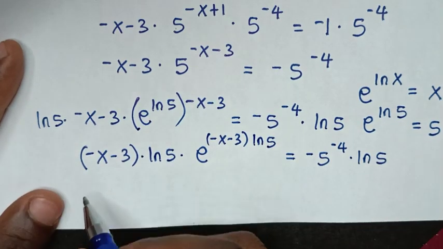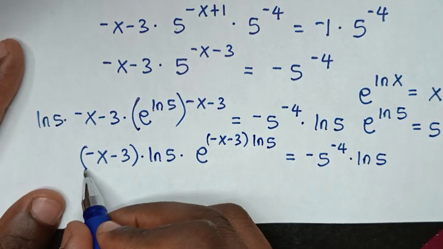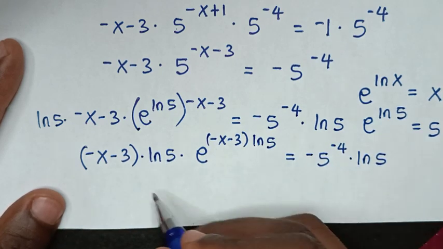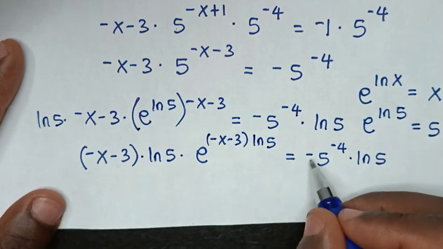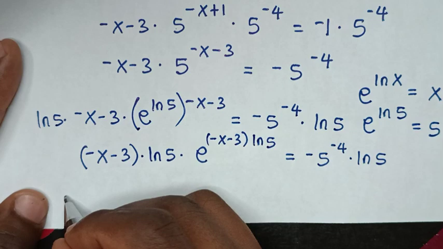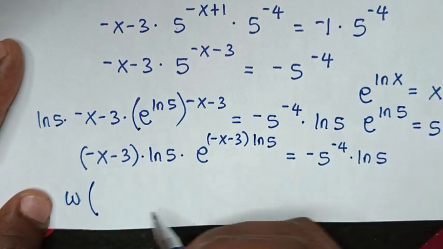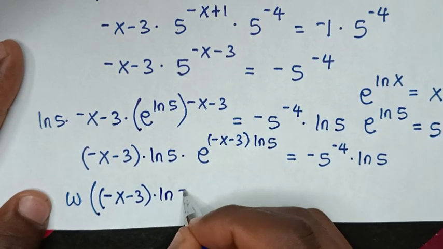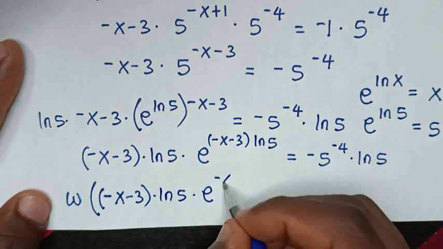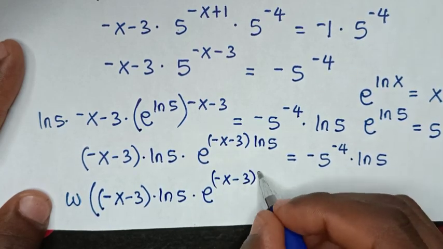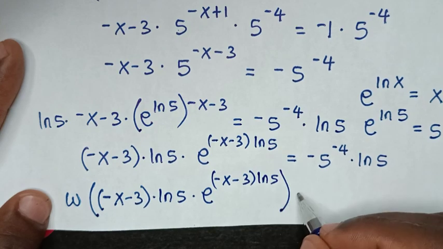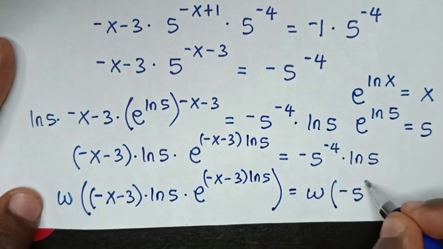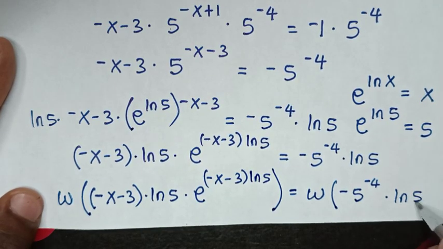Now from here we have the same base (−x − 3) ln 5, and (−x − 3) ln 5. Now we can apply the W function on both sides. So it will be W((−x − 3) ln 5 times e^((−x − 3) ln 5)) is equal to W(−5^(−4) times ln 5).